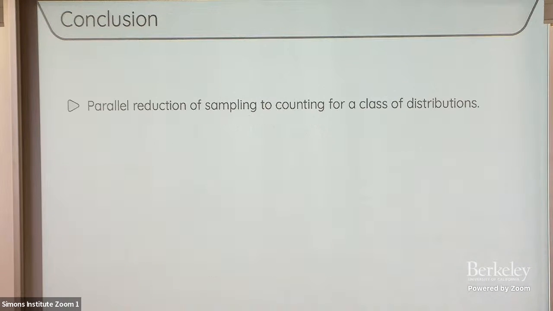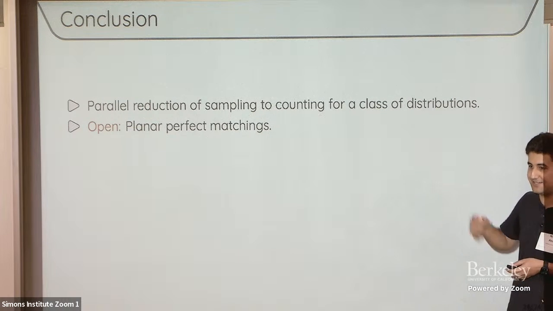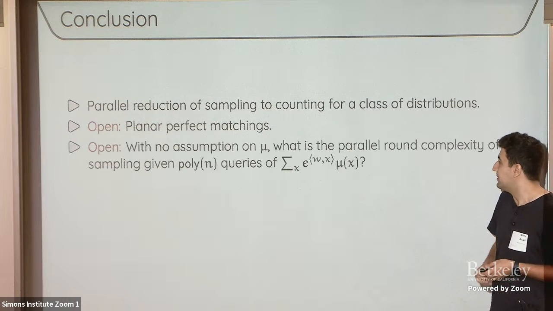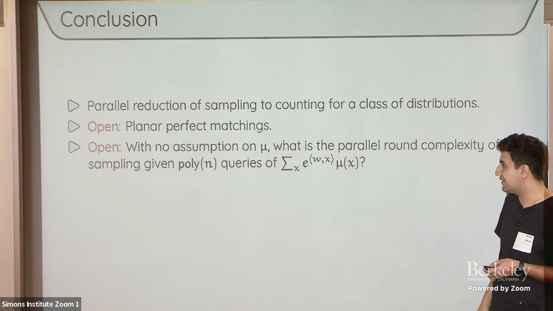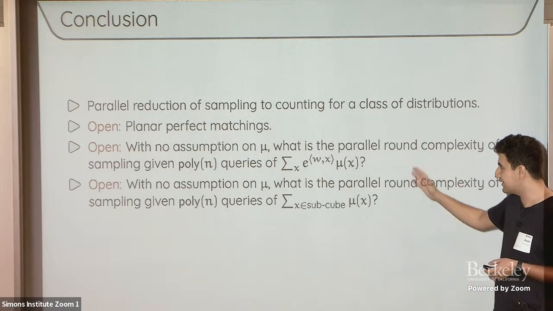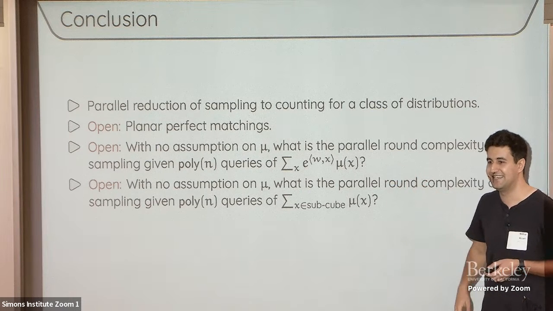Cool. So let me conclude. I showed you some algorithms for some way of using stochastic localization to get parallel sampling algorithms. There are some open problems here. So planar perfect matchings is the case that we didn't solve. But more generally, these are wide open questions. As far as I know, the answer to them should be yes.